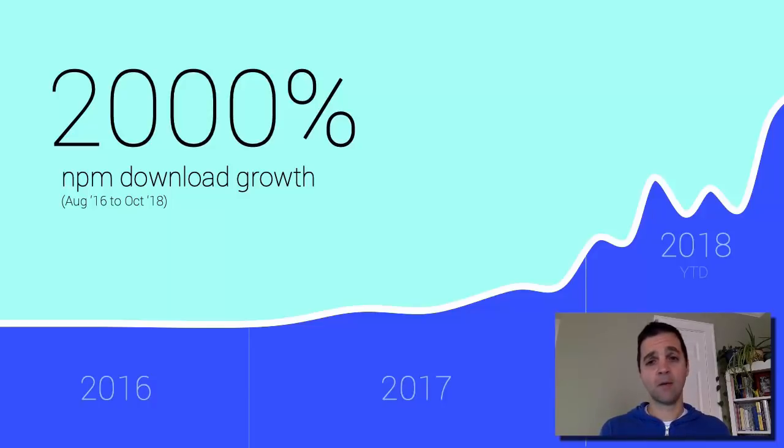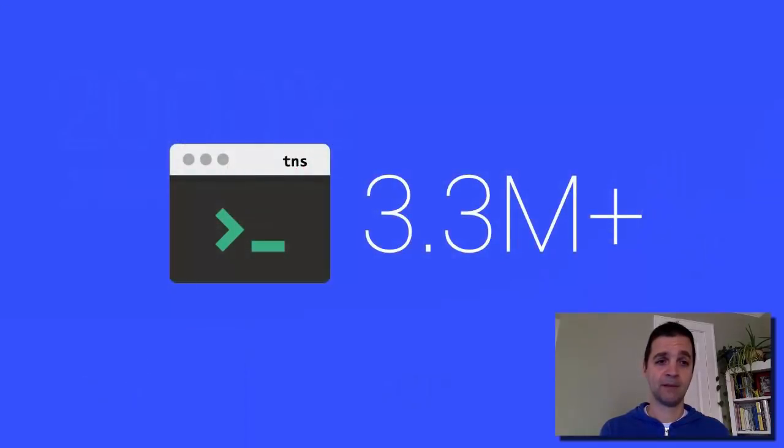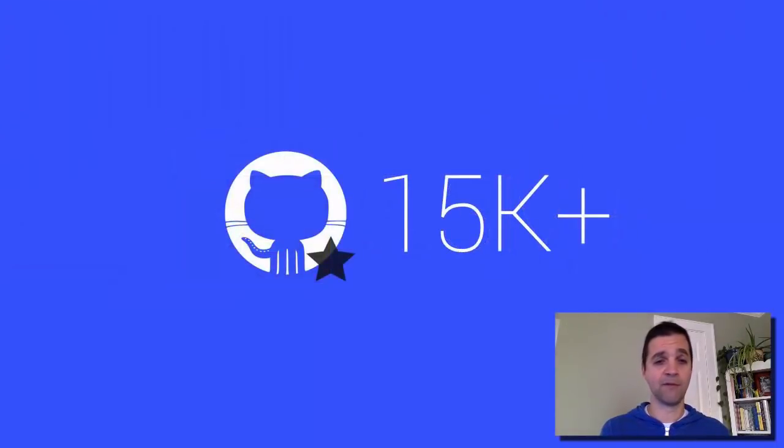In fact, while this chart is not quite to scale, you can see that our usage of NativeScript around the world has exploded in popularity over the past year. We are up about 2,000% in monthly downloads from August of 2016 to October of 2018. So this equates to well over 3 million total downloads to date, along with more than 15,000 stars on GitHub.